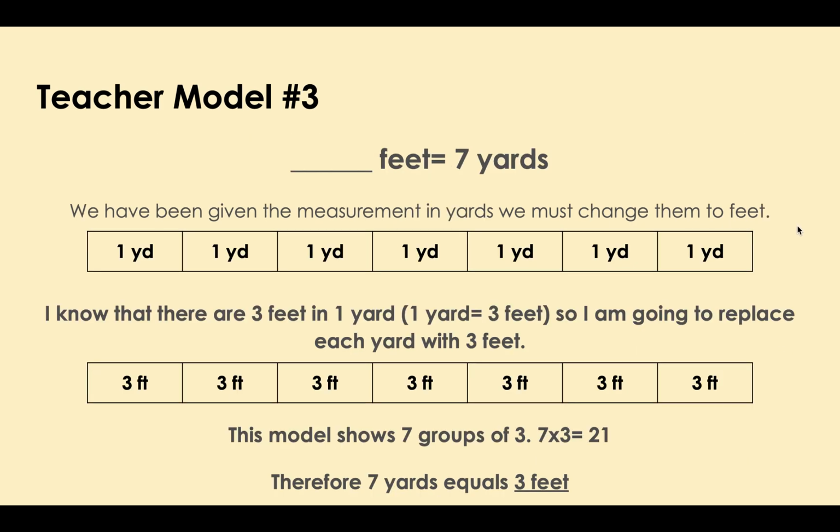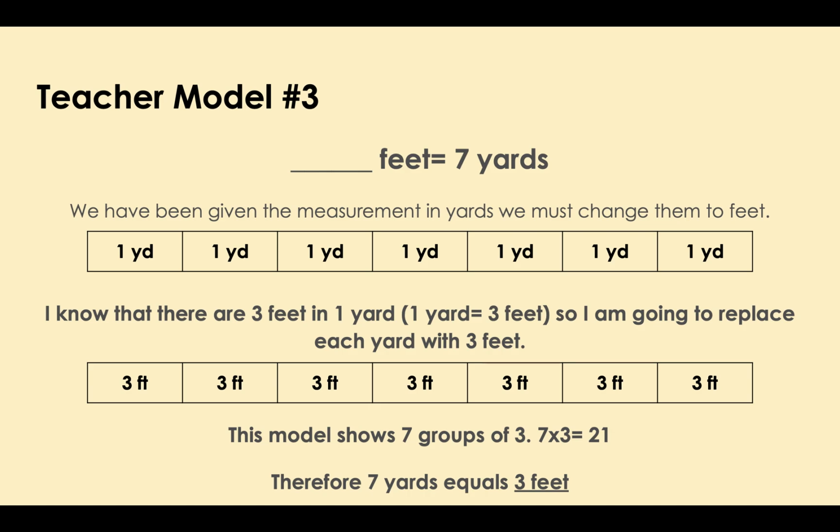And one last one, Teacher Model 3. Blank feet equals 7 yards. We have been given the measurements in yards, and we must change them to feet. Again, using a bar model is super helpful if you have scrap paper at home, or maybe a dry erase board. So I have 1 yard, and I repeated that 7 times to represent the 7 yards.